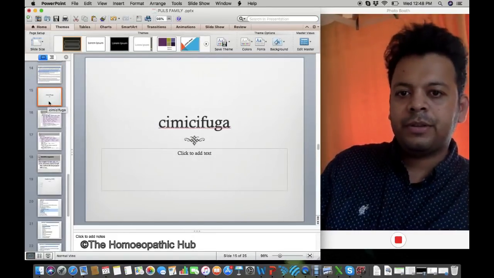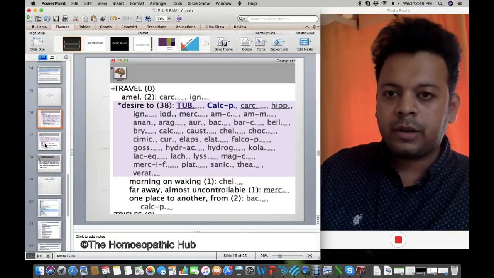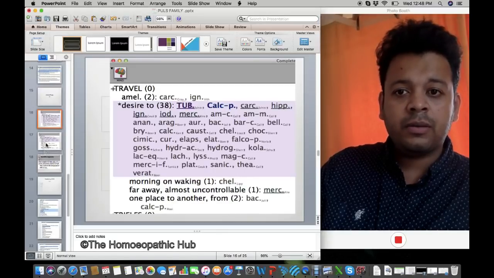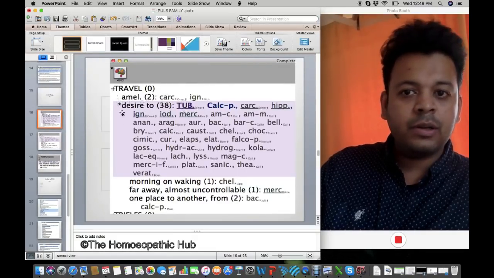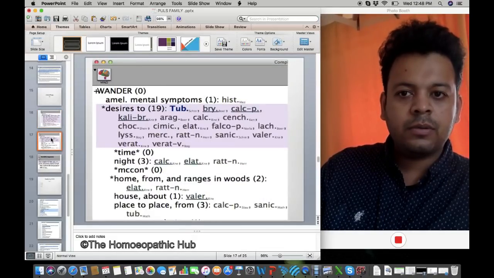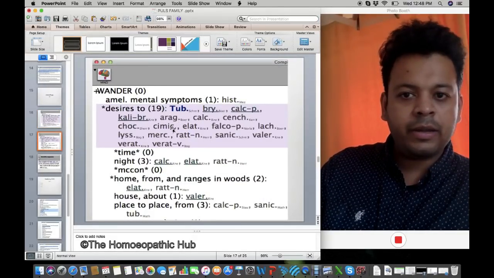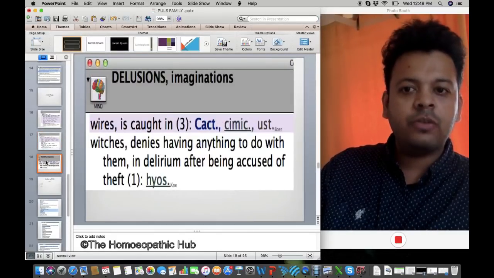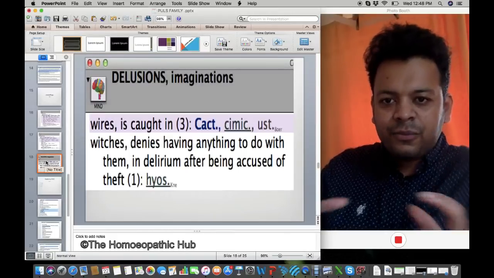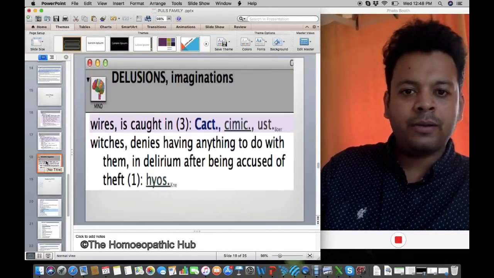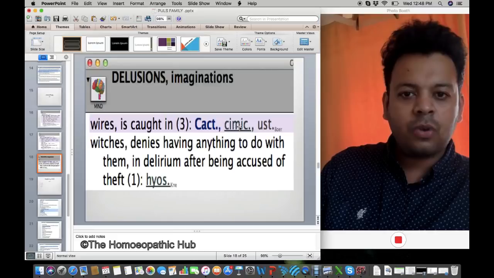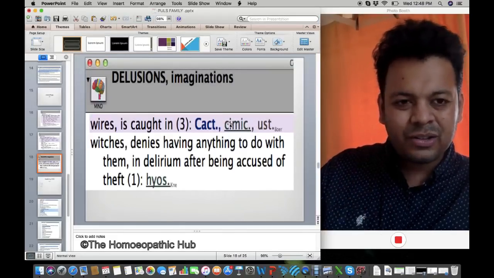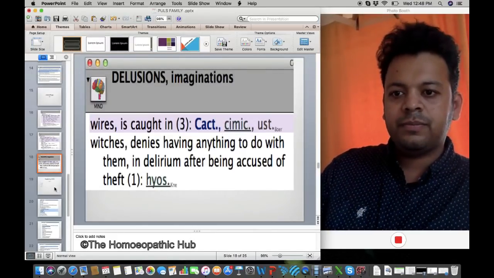Let's study more remedies. Cimicifuga. Interestingly, Cimicifuga is in the tubercular miasm. You can see travel desire, as in Tuberculinum. Another remedy, Cimicifuga. Wander desires, Tuberculinum. Again, Cimicifuga. So Cimicifuga is very tubercular, almost like Tuberculinum. But the main sensation is as if you're caught in wires. You can see delusion, wires, caught in, Cimicifuga. They feel very restricted, very restricted.